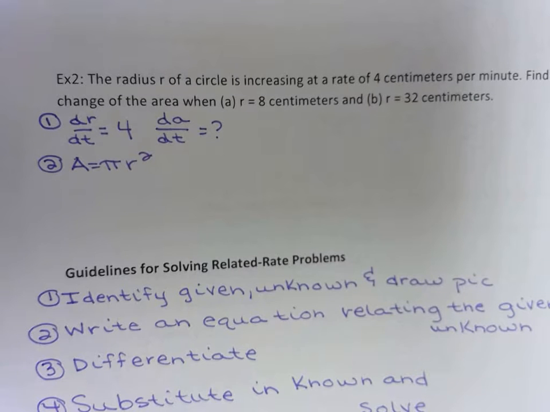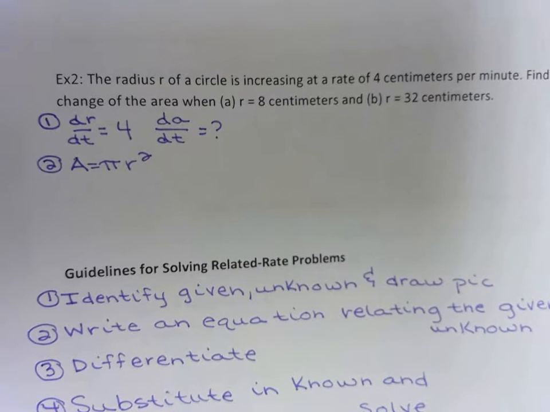So the second part, you kind of have to think about it. Look at your unknown, look at your given. They give me the radius, I want to know the area. Compare that, it is a circle. So that's going to be area equals pi r squared.